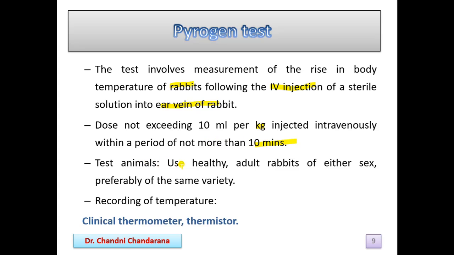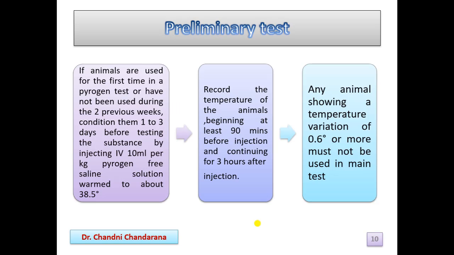And what are the animals? We have to use healthy adult rabbits of either sex, preferably of the same variety. Recording of the temperature is done by clinical thermometer or thermistor. Now we will see how we can perform the pyrogen test.